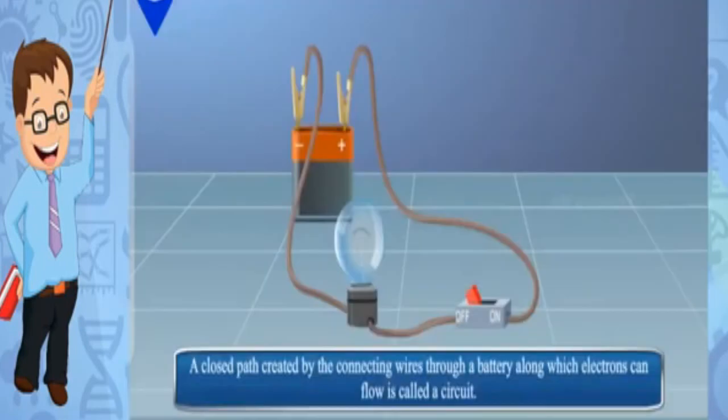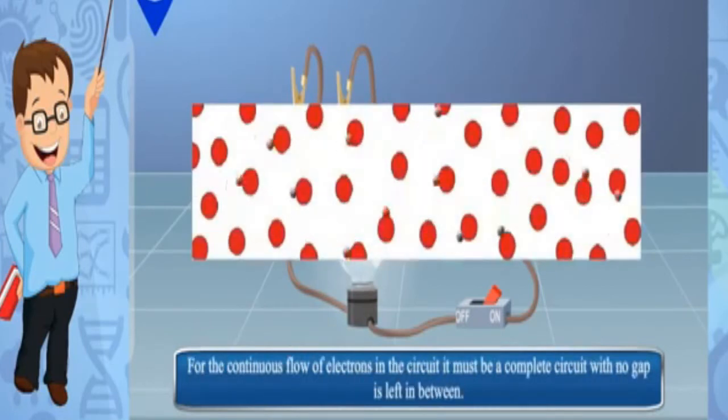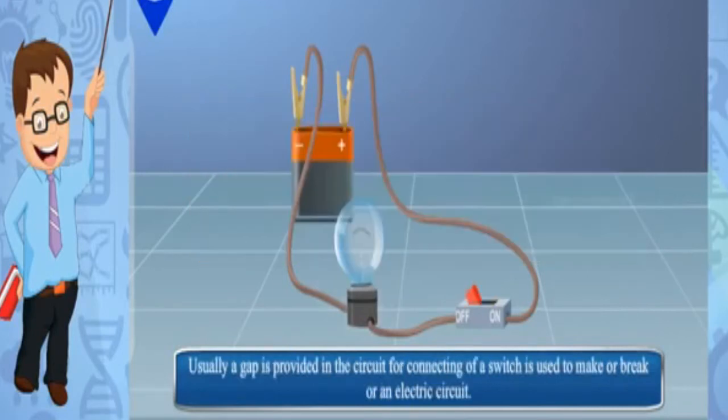Electric circuit: a closed path created by connecting wires through a battery, along which electrons can flow, is called a circuit. For the continuous flow of electrons in the circuit, it must be a complete circuit with no gap left in between. Usually, a gap is provided in the circuit for connecting a switch, which is used to make or break an electric circuit.